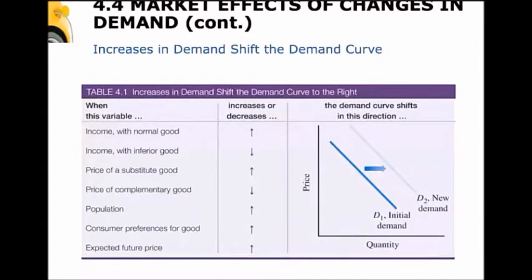What if we just look at the population in an area? If there's more people, we would expect demand to go up. If consumer preferences for the good increase, maybe an advertising campaign or some scientific evidence of the health effects of a good or a service, we would expect to see the demand for that good rise. And if we expect future prices to rise for a good or a service, we might want to try to buy it now, and so we would end up seeing demand increase. So once again, that's a shift to the right of the demand curve.